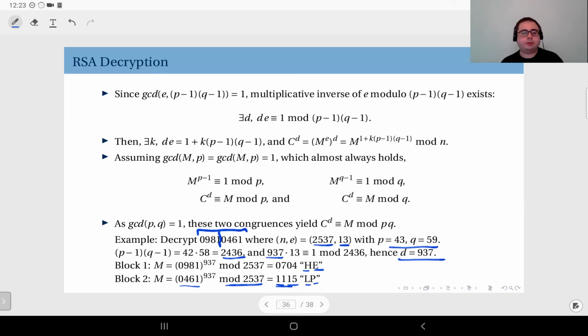So here we were readily given the values P and Q. So we were able to compute, sorry, I have to correct something I said earlier. You need to compute the multiplicative inverse of E under modulo (P minus 1)(Q minus 1). This value here. So you do not know the values P and Q, that are not announced. Therefore, if you want to decrypt this, you have to compute P and Q by factoring out the number N.